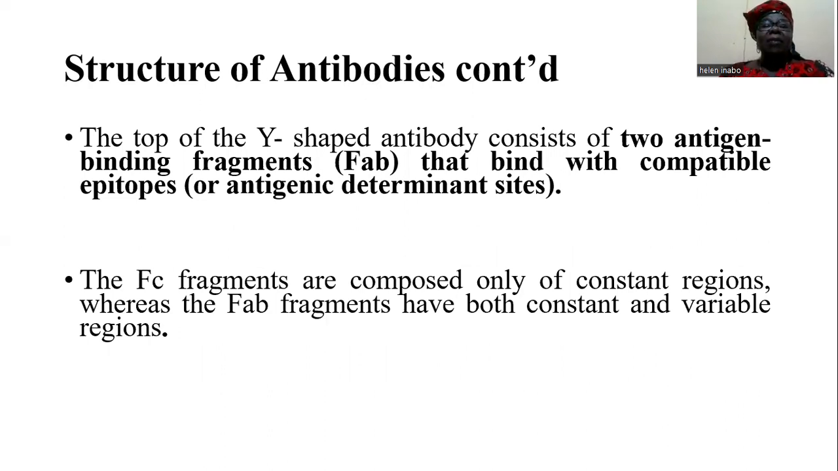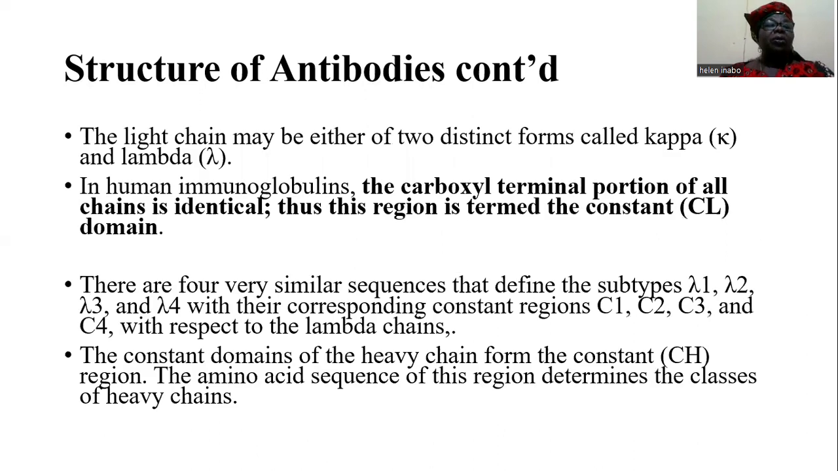The FC fragments are composed only of constant regions, while the antigen binding fragments have both constant and variable regions.